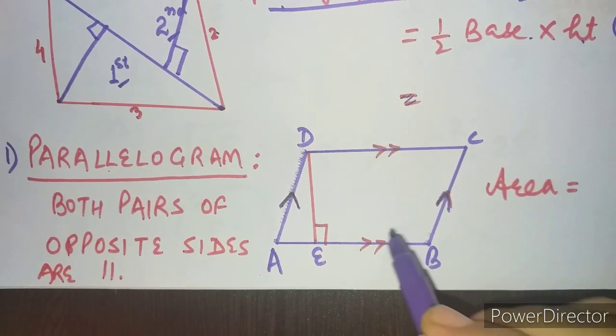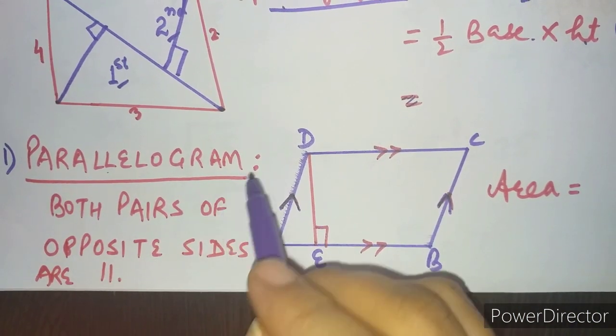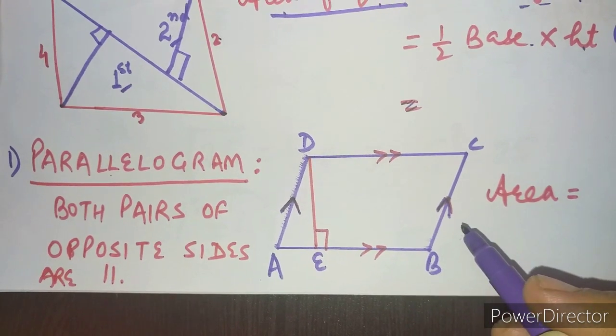So this is the simple definition of parallelogram. Parallelogram, see the spellings, right? It is when both pairs of opposite sides are parallel. Now let us talk about its area.